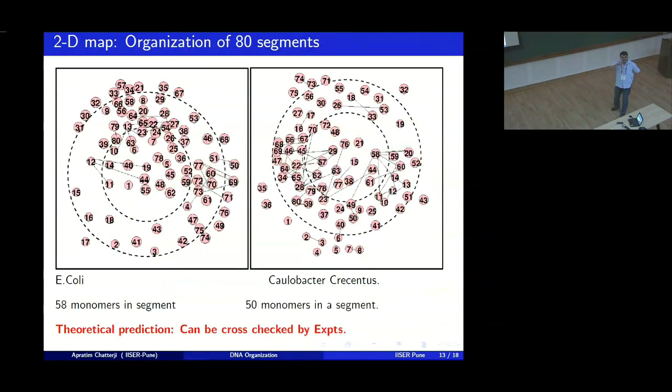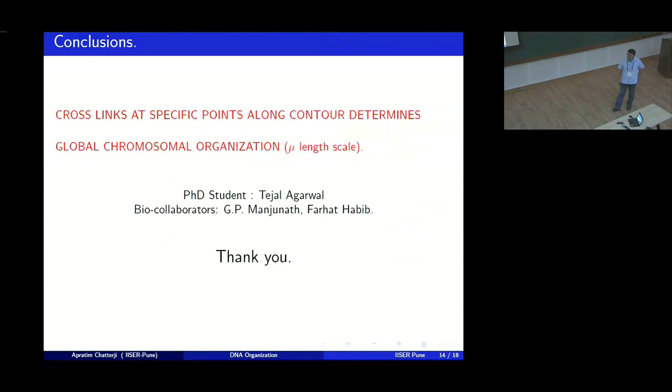Finally, putting this and the angular correlations together, I can predict the 2D structure for the E. coli and the Caulobacter crescentus. So I've divided it into 80 segments. I can tell which lie in the middle, which lie on the periphery, which are opposite to each other. This is our theoretical prediction. It can be cross-checked by experiments in the future, which I hope my bio collaborators will do.